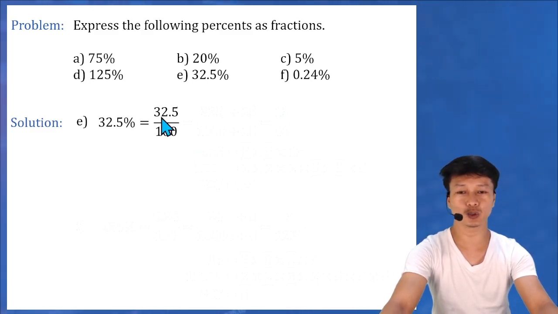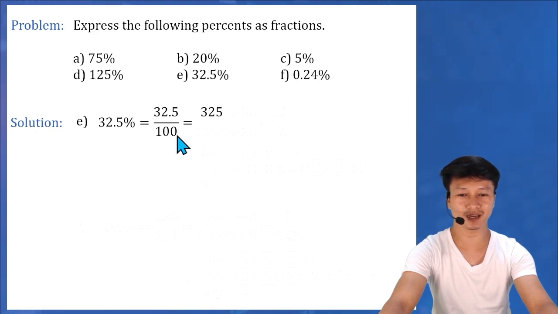Kailangan gawin muna nating whole number, both numerator and denominator. So since yung numerator natin ay 32.5 which is a decimal, kailangan natin gawing whole number yan by means of moving the decimal point once to the right para maging whole number siya. So yung 32.5 ay magiging 325 na. And then yung 100, since nag-move tayo ng decimal point once to the right sa numerator, ganun din yung gagawin natin sa denominator.